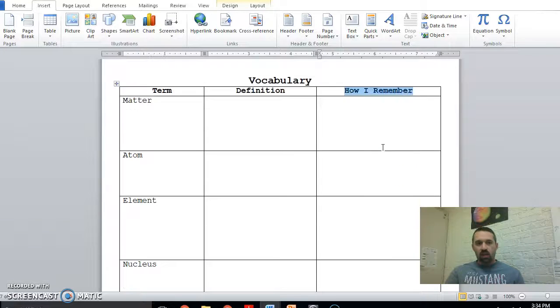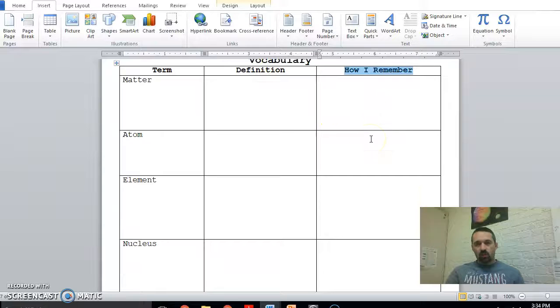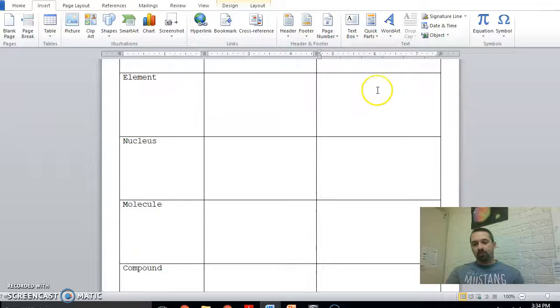It's going to be unique. How you remember the term matter is different than how you're going to remember the term atom. Now, they might be connected, but it's not going to be the exact same thing. So this is not like how you plan on remembering. It's how you're going to tie matter into something that you already know.